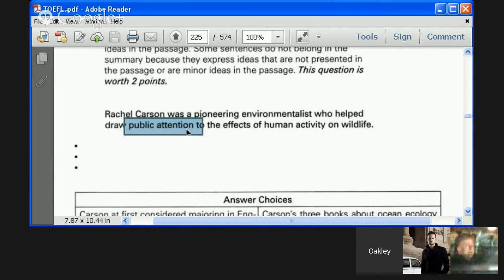Before I even start looking at answer choices, I'm thinking of other ways to say this main verb. What did she do? That's the important part. She got people interested. I'm thinking of these different ways to say that. Interested in what? Obviously, the effects of human activity on wildlife, human interaction with nature. Before I even look at the answer choices, I rephrase it to myself, maybe in 2 or 3 different ways, so I thoroughly understand this concept.